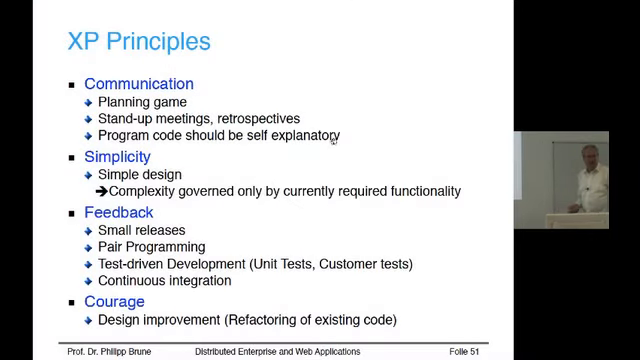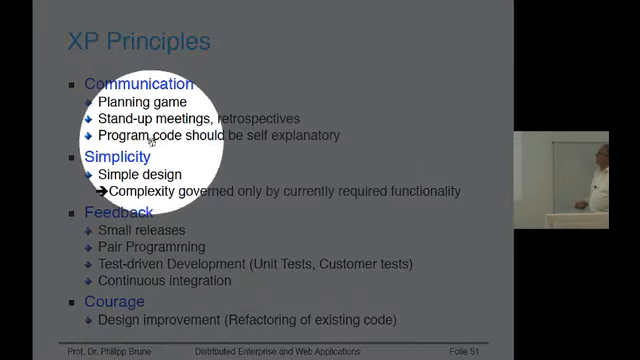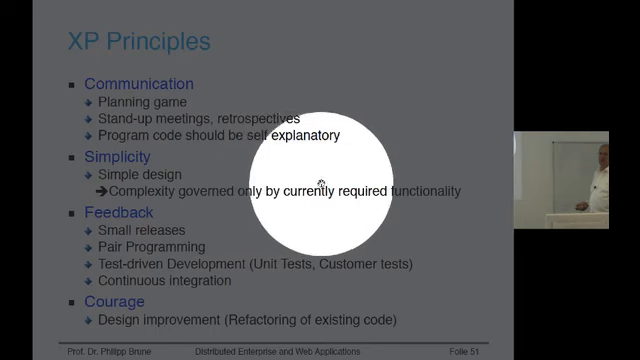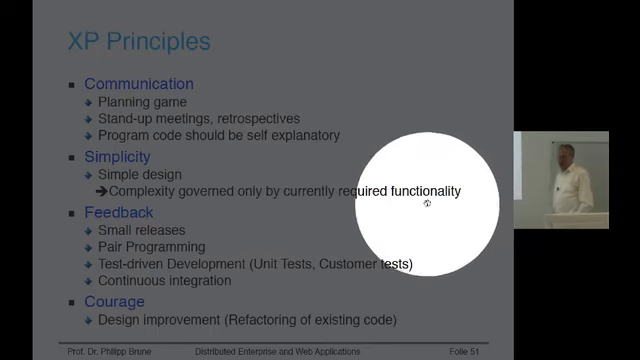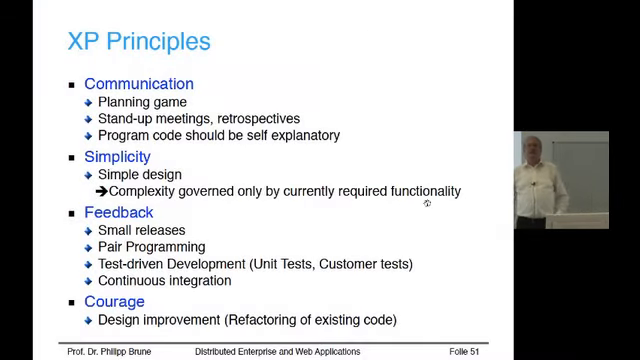Simplicity affects the simple design. In general, the complexity should be governed only by the currently required functionality. Don't anticipate functionality that you don't know. Classical programmers always like to do things more generic than necessary because they think, well, if I do it slightly more generic, then we might use it for something else in the future. And they do it more nicely and they add something here and we have a framework here, and this creates overblown architectures, and that should be avoided. Okay.